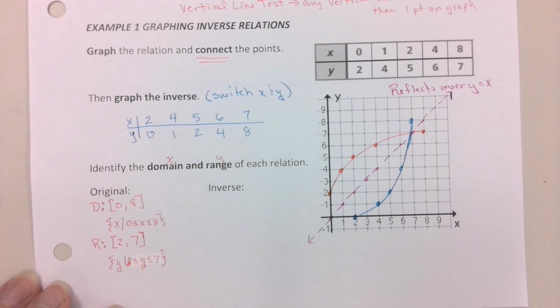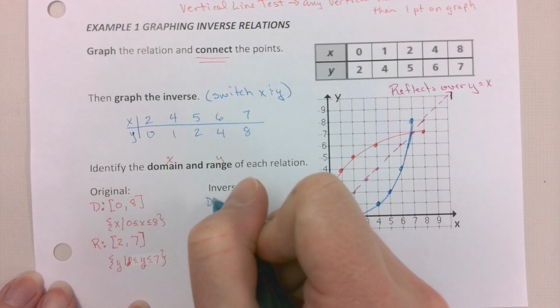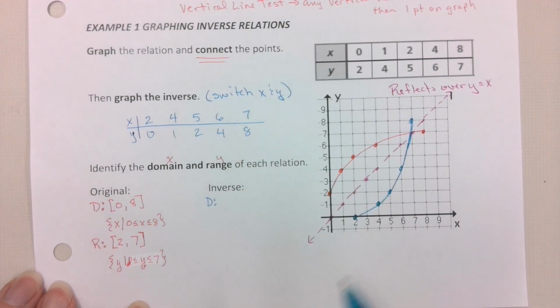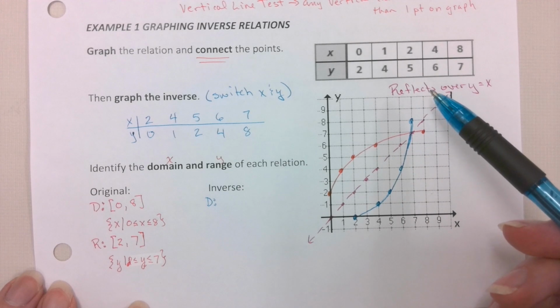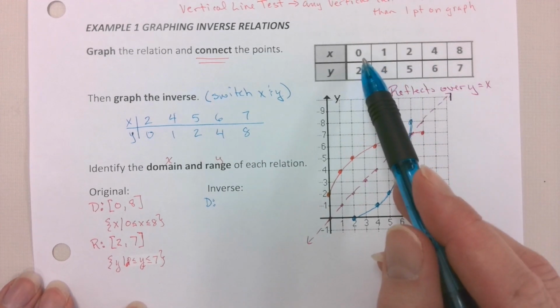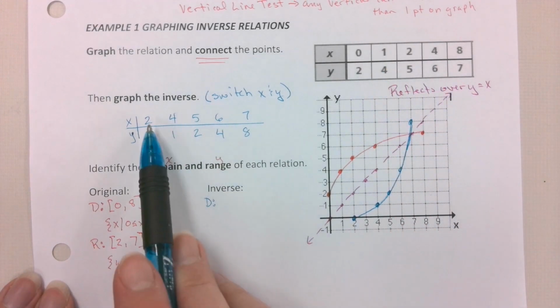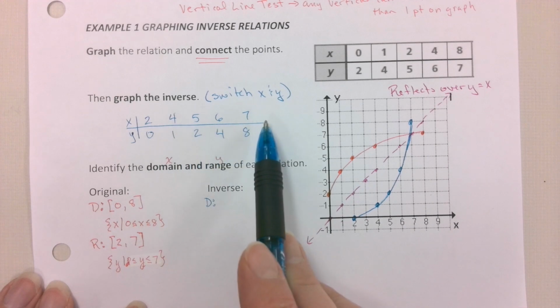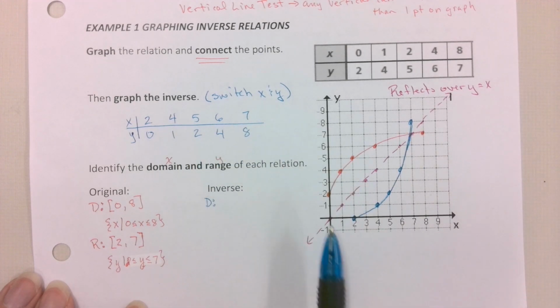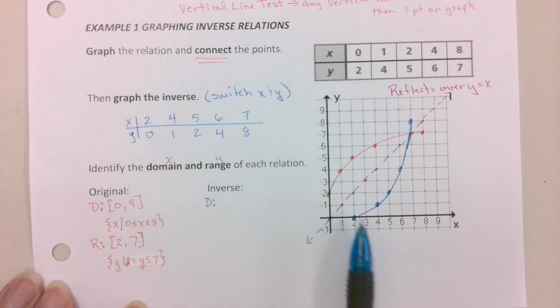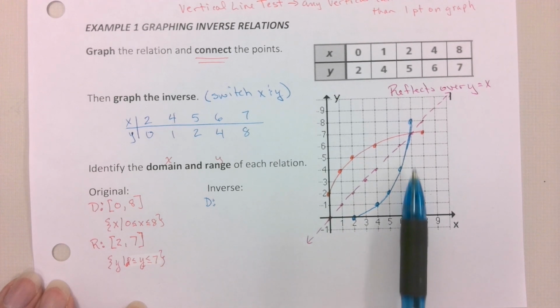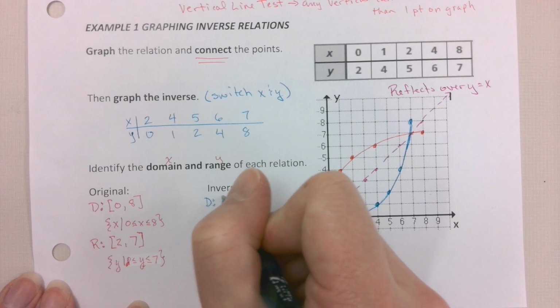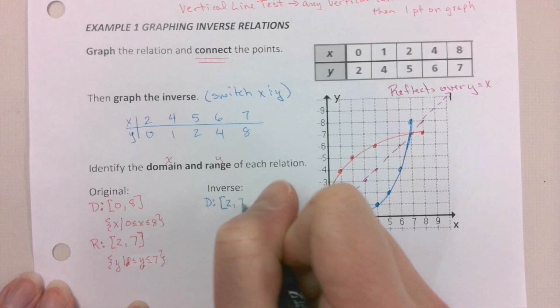Now, if I'm talking about the inverse, finding the domain and range of the inverse, well, you need to think about this. Didn't I switch the x's and y's? So my y's are now my new x's. So that means if I come across here and I look for my domain, the first x value I hit is 2, and the last x value I hit is at 7. So my domain goes from 2 to 7.